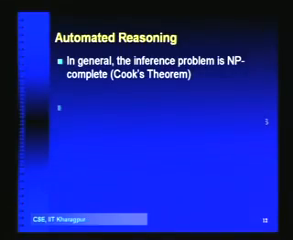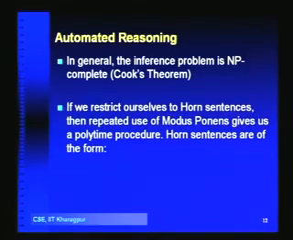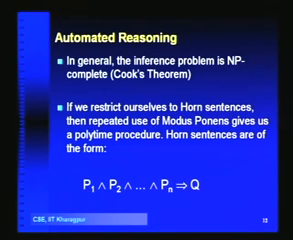But in some cases we can have polynomial time procedures for doing the deduction. So, if we restrict ourselves to Horn sentences, where Horn sentences are of the form like this, then we can use modus ponens repeatedly to give us a polynomial time procedure.